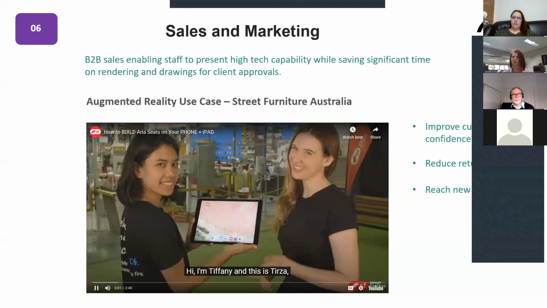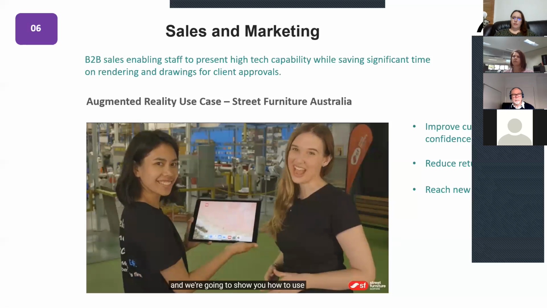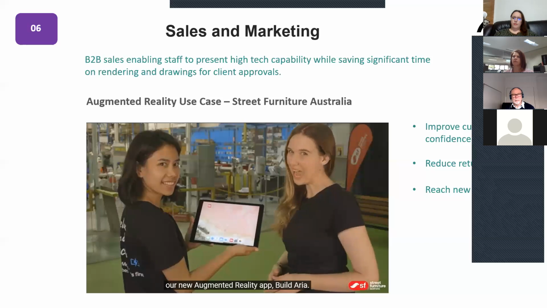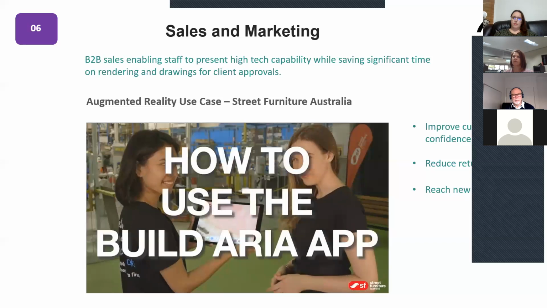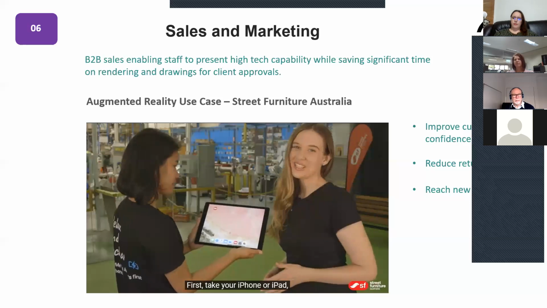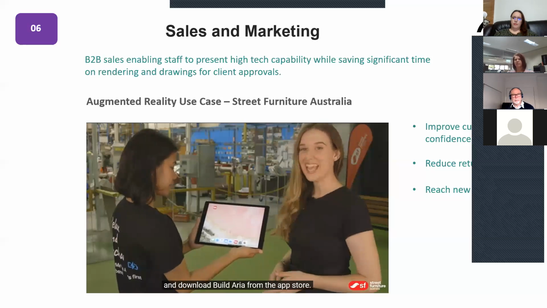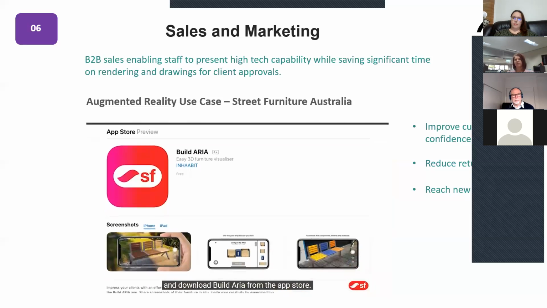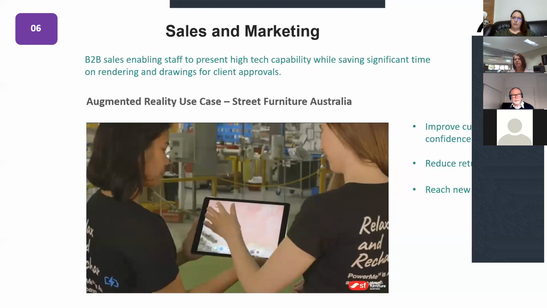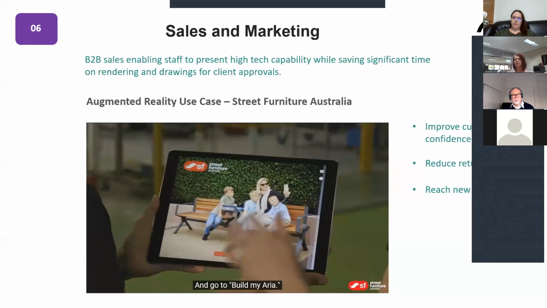Hi, I'm Tiffany and this is Tirza, and we're going to show you how to use our new augmented reality app, Build Aria. So the first thing is to take your iPhone or iPad, for iPhone versions later than 6, and download Build Aria from the App Store. Then open it up and go to Build My Aria.